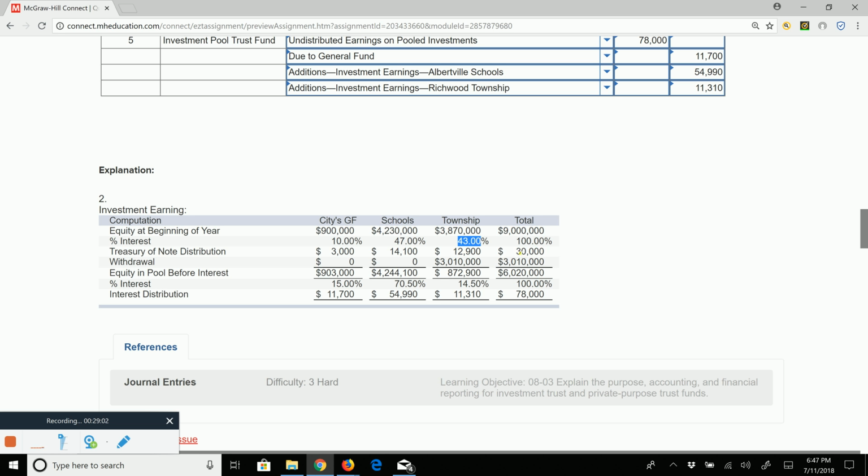So when we get a T-note increase of $30,000, we're going to take that $30,000 and multiply it by their ownership percentage. So the city, $30,000 times 10%, they're going to get $3,000. The school district, $30,000 times 47%, they're going to get $14,100. And lastly, the township, $30,000 times 43%, they're going to get allocated $12,900. So remember these three numbers: $3,000, $14,100, and $12,900.